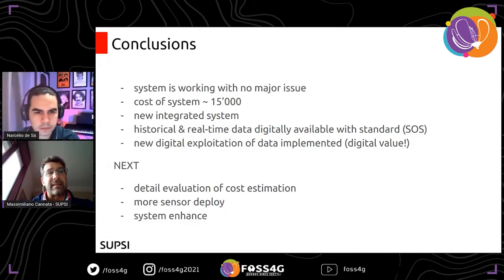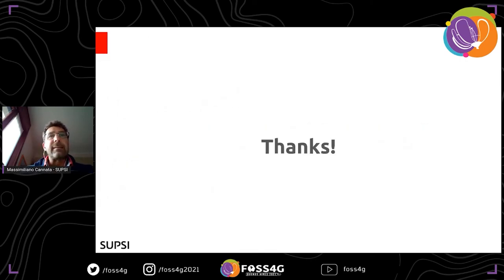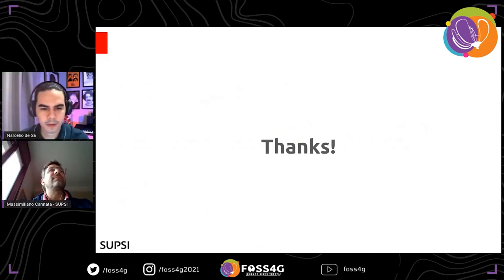For the next year, we have to evaluate in more detail the cost of the maintenance of the system. We have to deploy more systems, more sensors, and of course we are continuing to enhance the system in general, from the software point of view and from the hardware point of view. And thank you for the attention.